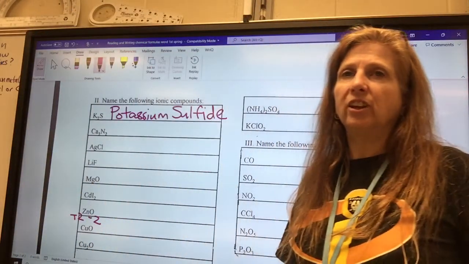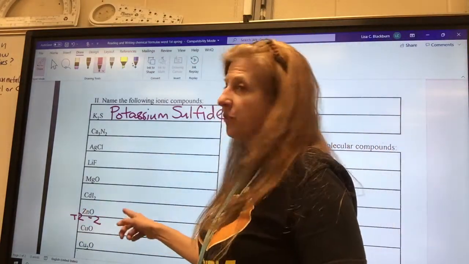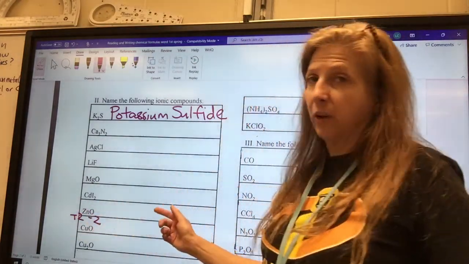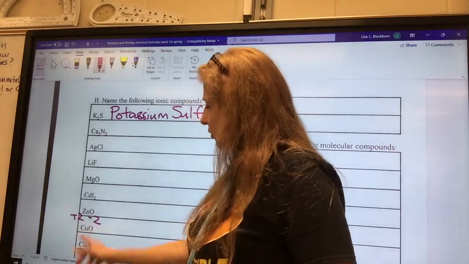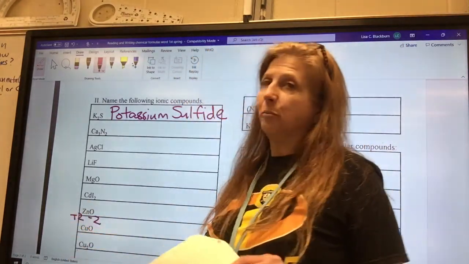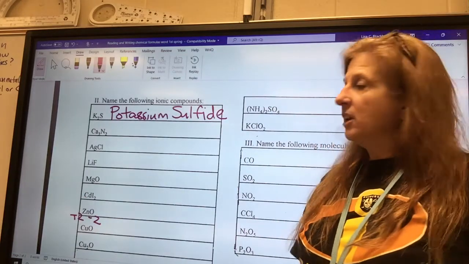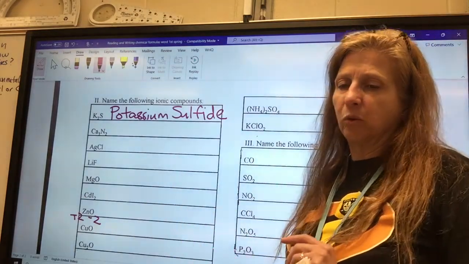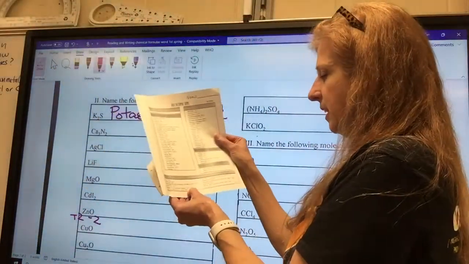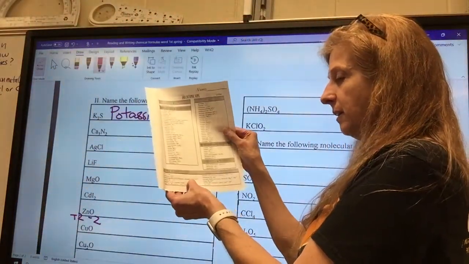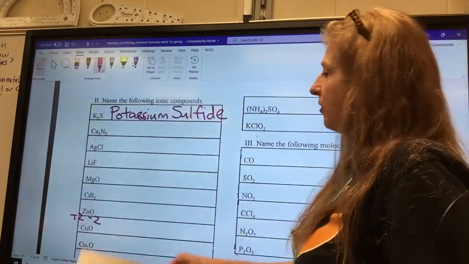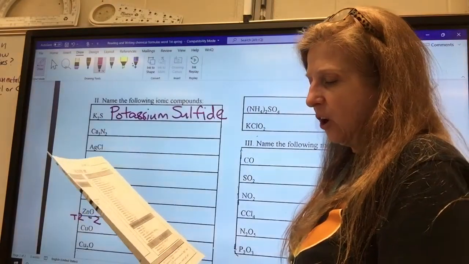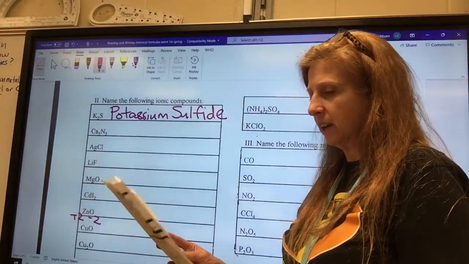Does that make sense to you? Because it has to equal 0. 2 minus 2 is 0. And we know that they're just written together, so that has to be 2. So if you look back over there, which one is 2? Look back over here. Is it cuprous or cupric? Which one's 2? It's cupric. So this is cupric oxide or copper 2 oxide.